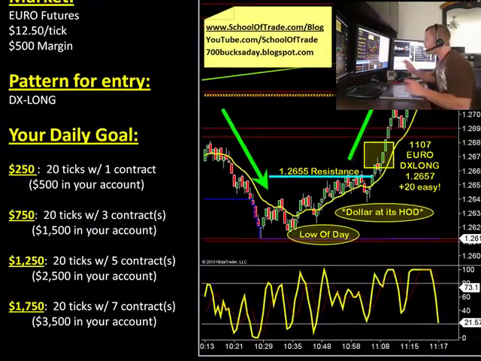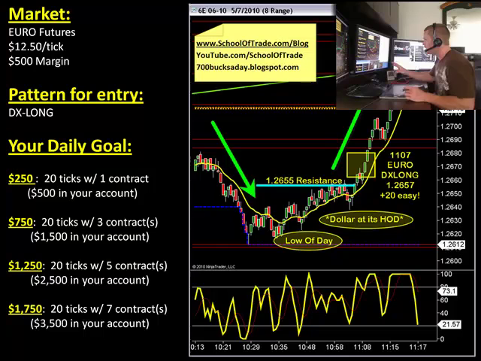All right, guys, so this is called, again, on the euro, $12.50 per tick. You need $500 margin to get involved. It's called the DX pattern, the long side here on the euro. If you had just the bare minimum, guys, you made a couple $100 here, but you may have made over $1,000 in this move if you had more than 2 or 3 contracts.